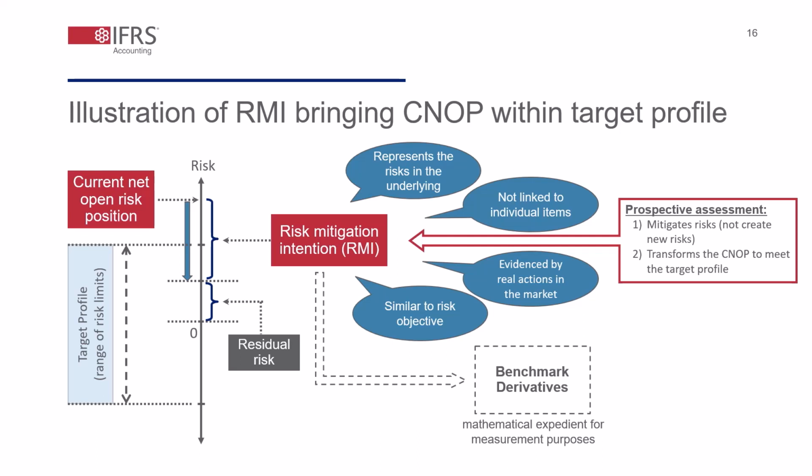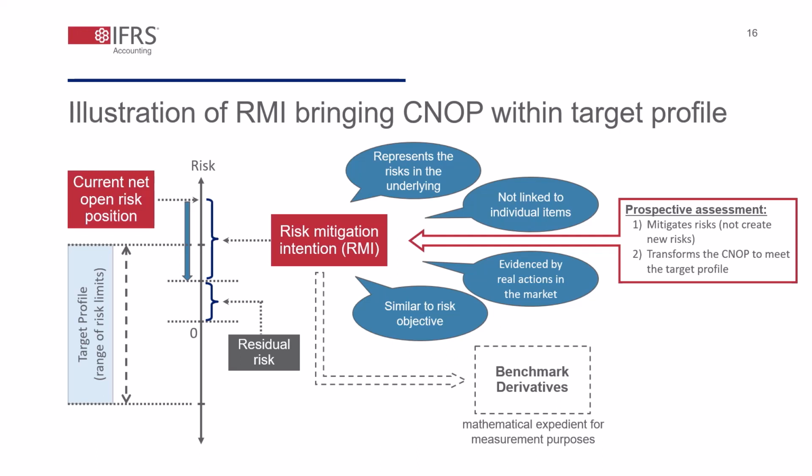For example, when an entity has a current net open risk position with a PV01 of 100, but chooses to mitigate only part of this risk exposure by entering into a pay fixed derivative with a PV01 of 80, the risk mitigation intention cannot be artificially set as a PV01 of 100. In other words, under the DRM model, an entity would not benefit from deliberately underhedging its net risk exposures in order to minimize the misalignment P&L.